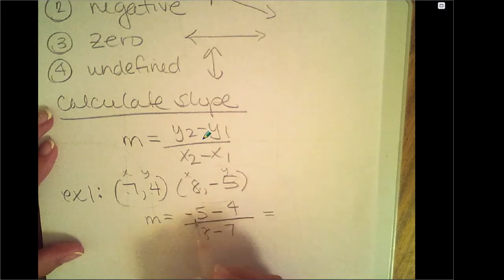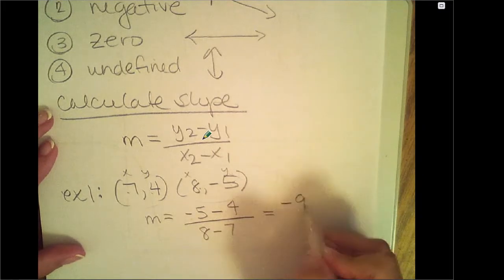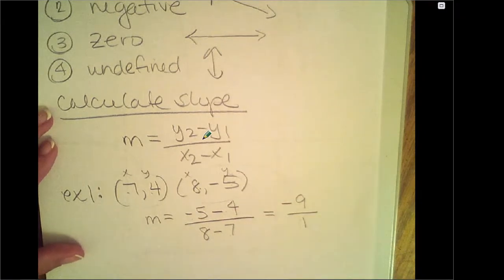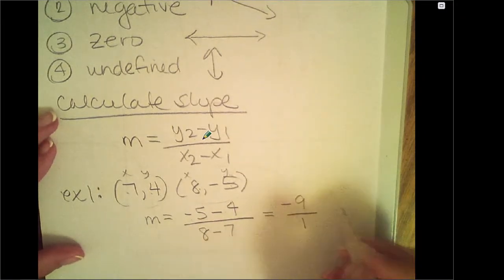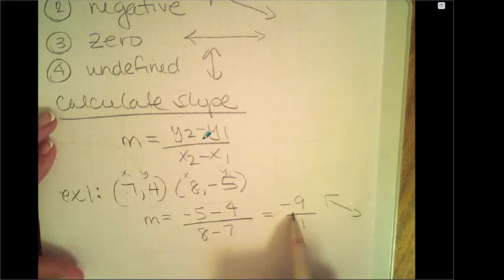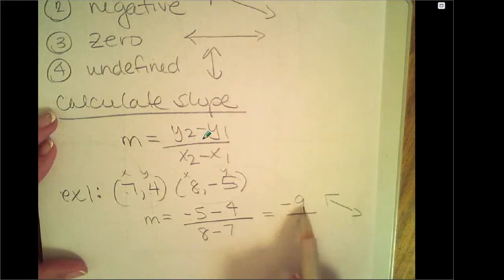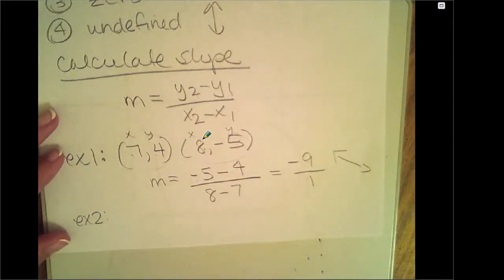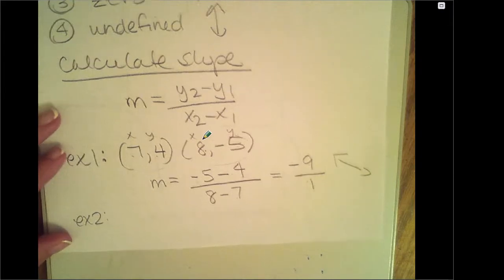And as you know, negative 5 minus 4 is negative 9. 8 minus 7 is 1. So my slope is negative 9 over 1. This represents a negative slope, so your graph is going to look like this. And when you go to plot your slope, this means you're going to move 9 down and 1 to the right. Slope needs to be written as a fraction because it's the movement on the x and the y axis. I'm going to do example 2 on the next page.